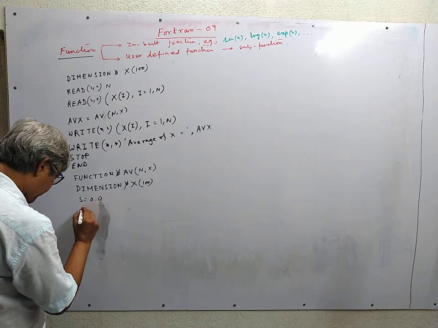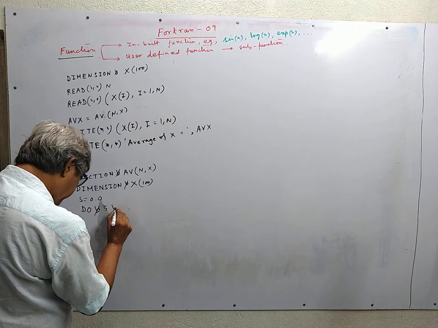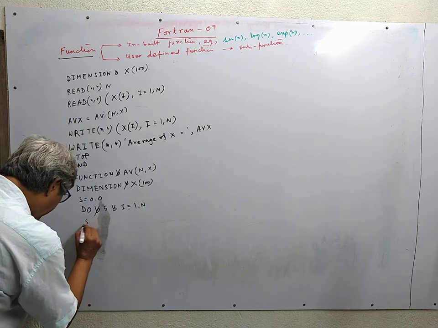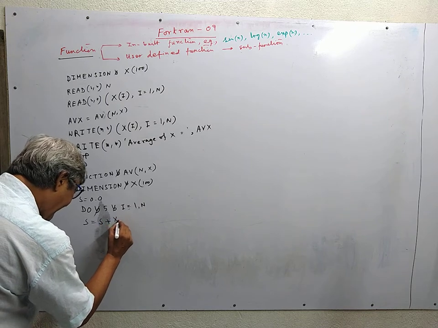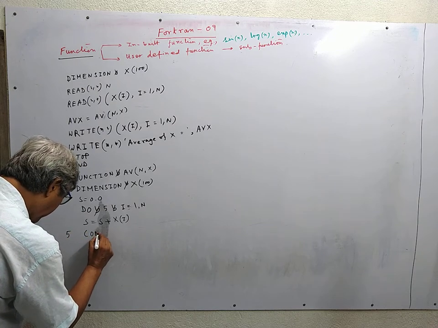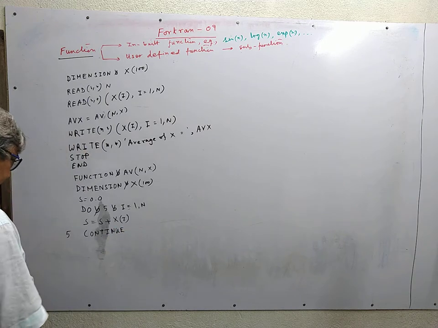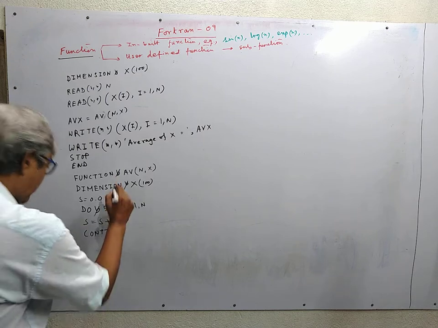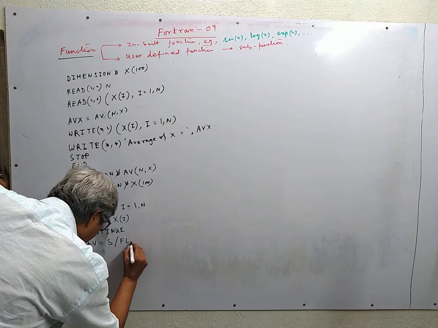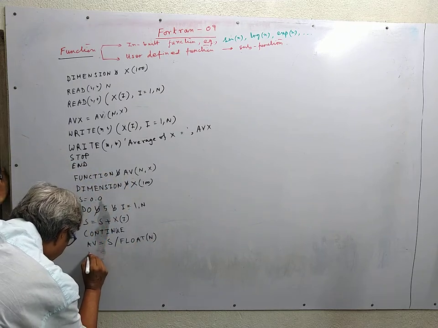Then we do the sum. S is equal to 0.0, do 5, I is equal to 1 to n, S is equal to S plus x(I) in between 2 to 5 column, 5 continue. Then we have to calculate AV. AV is equal to sum divided by float(n), and AV has been calculated, then return, end.